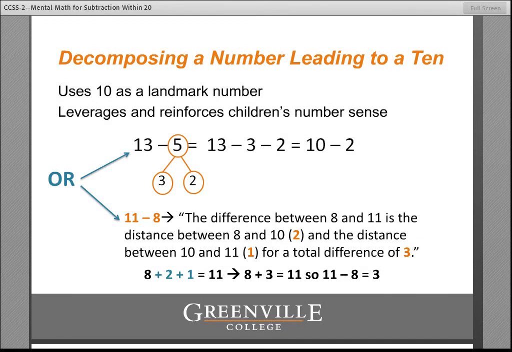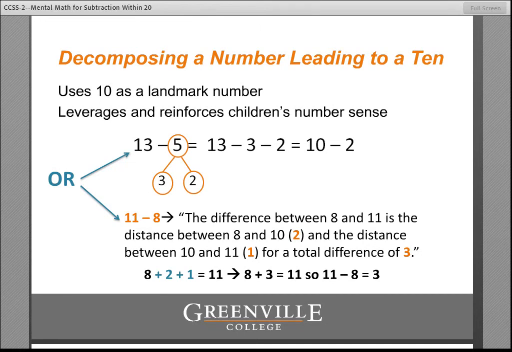So that the decomposing that students were to have started working on in kindergarten for all numbers up through 5, and then also the sums of 10, and continued to work with in first grade, that really is very advantageous as students start to work with a mental math approach to subtraction in second grade.